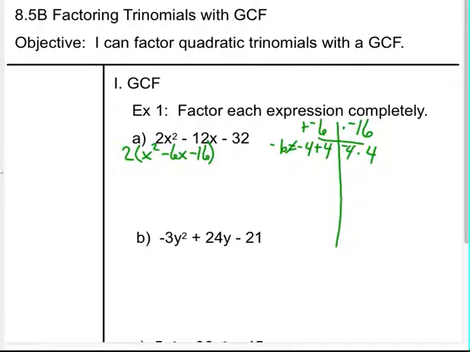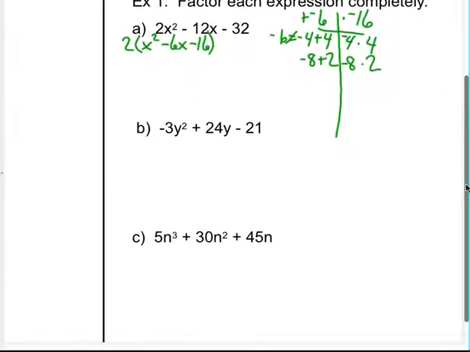So another set of numbers that comes to mind is 8 times 2. To multiply to a negative, we need one of those numbers to be negative. And since we're also adding to a negative, I want the greater of the two numbers to be negative. And negative 8 plus 2 does equal negative 6. So this is where we split up our middle term to be rewritten as negative 8x plus 2x. And then we factor by grouping.